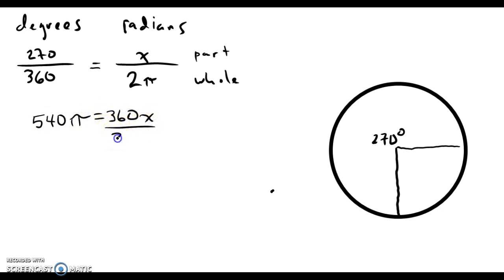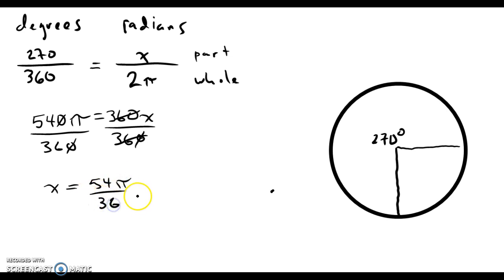Our next step is to divide by 360, and this isn't just for nothing. Sorry, I was trying to cancel this out. You're going to find out why radians are important as you proceed through your math career. So x is equal to 540 pi over 360, but always simplify fractions when you can.